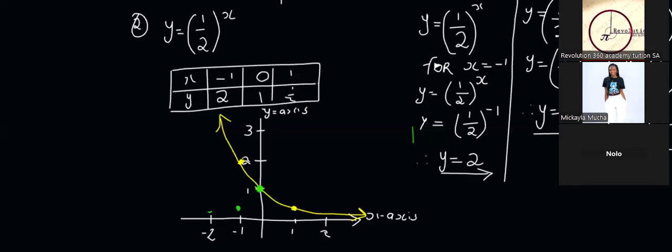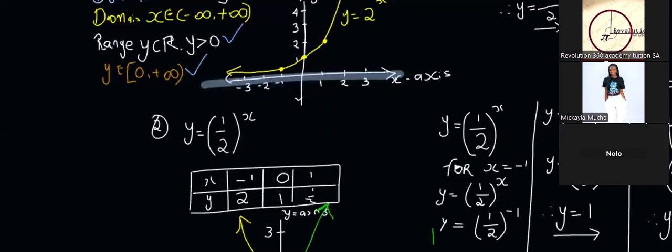So this basically means the green graph is given by what? Let me double check. The green graph is given by y is equal to 2 to the exponent of x. And then the yellow graph is given by the equation y is equal to 1 over 2 to the exponent of x.